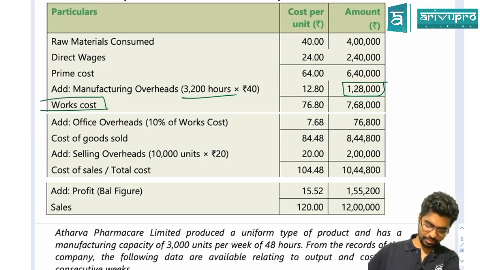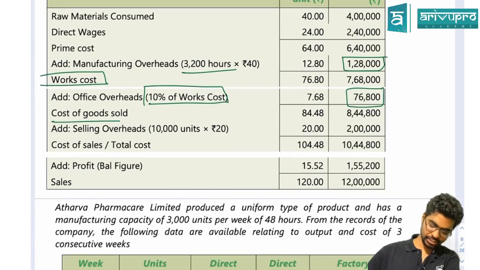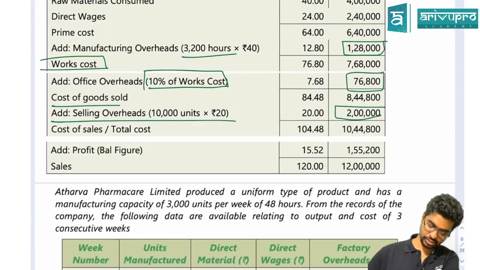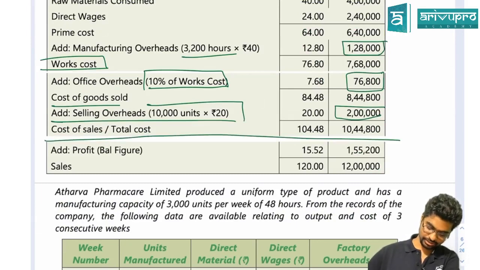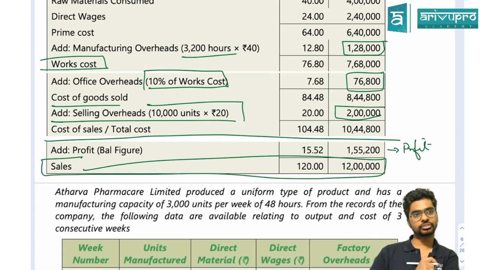They are telling administration cost is 10% of the works cost. So whatever is 10% of it, take it. Then that gives me COGS. Then add your selling and distribution overheads. Selling and distribution, they said, is 20 per unit. So just multiply with 20 per unit. We'll get the total cost of sales minus the selling price. That's going to give you your profit. Easy question, no?